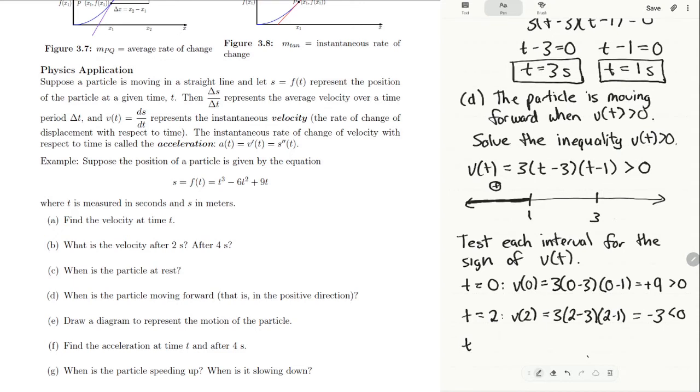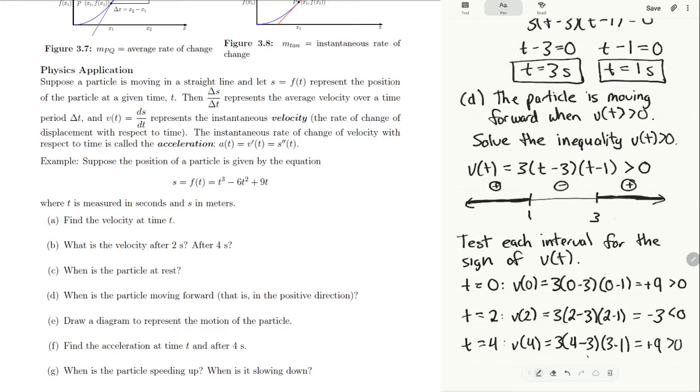And lastly, let's test a value between 3 and infinity. So for example, we can choose 4. And if we substitute this into our velocity function, we get 3 times 4 squared minus 12 times 4 plus 9, which gives us positive 9. So that tells us that the velocity is going to be positive between 3 and infinity.